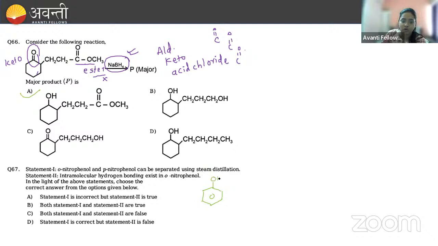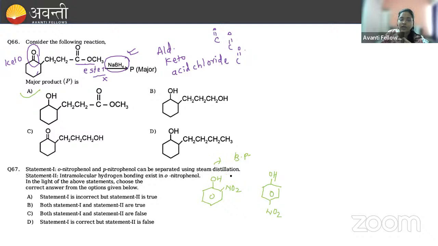Next problem: orthonitrophenol and paranitrophenol. There are two statements given to us about them. First statement: orthonitrophenol and paranitrophenol can be separated using steam distillation. When we talk about steam distillation, we can separate the two compounds if there is a big difference between their boiling points.